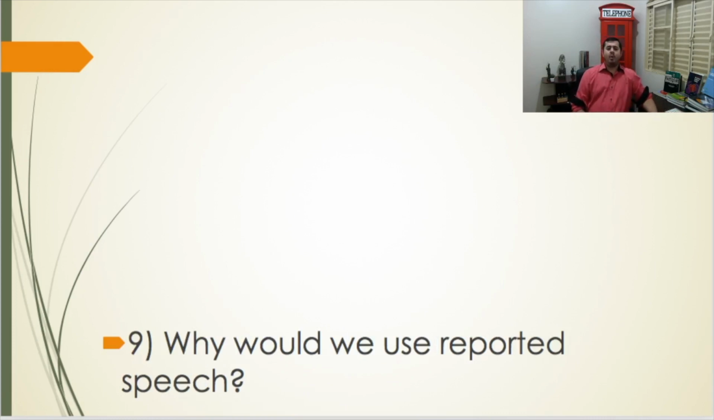Now, why would you use reported speech? So why? All books teach reported speech. Basically, it's used to communicate what somebody else said, but without using the exact words. For example, when you watch the news on TV, they report what somebody else said, but they use their own words. Understand? That's why there's lots of interpretation.